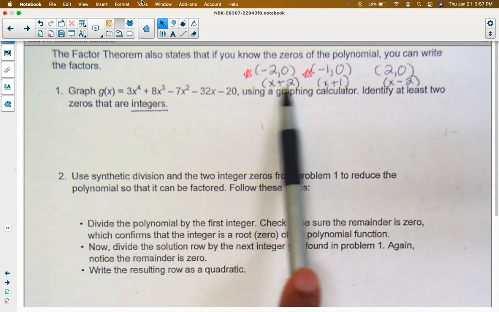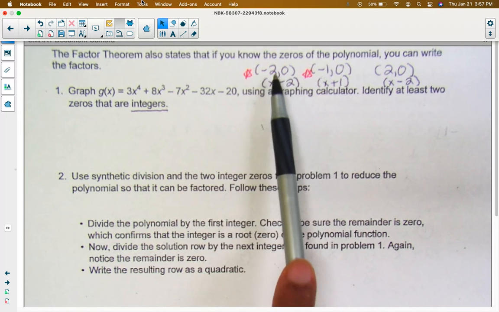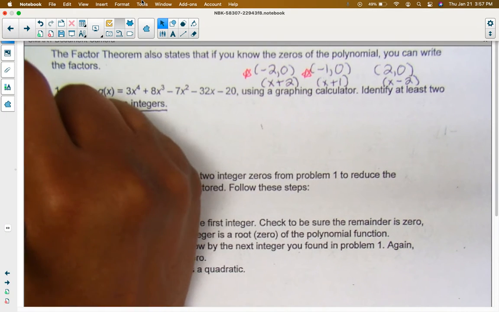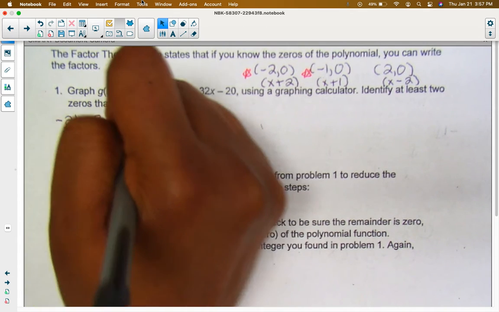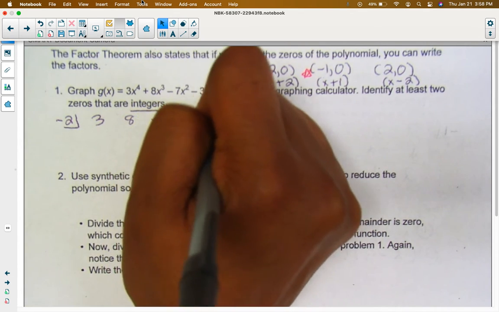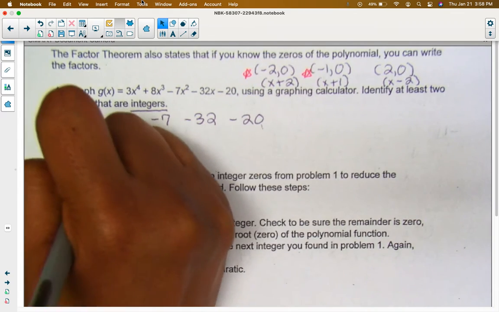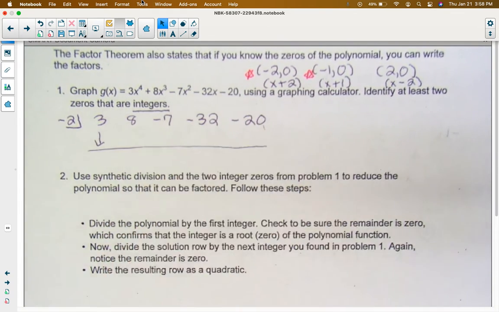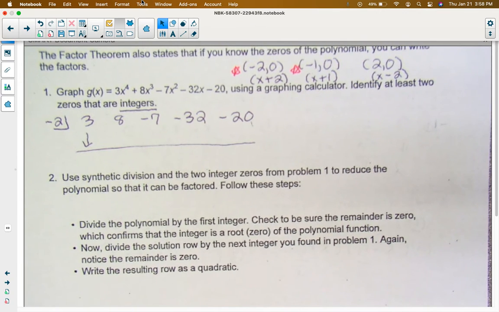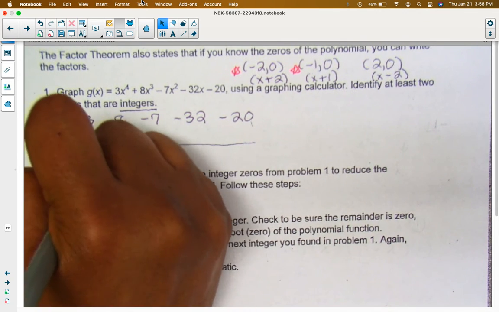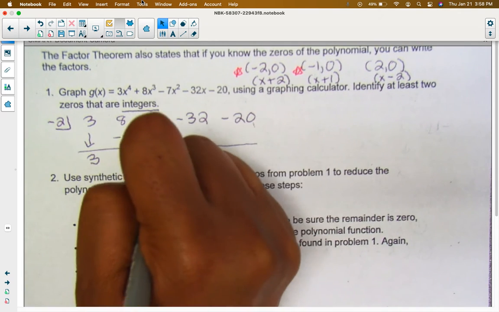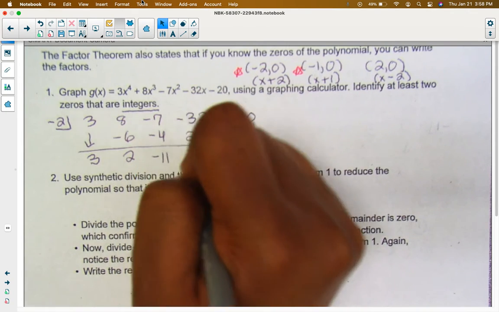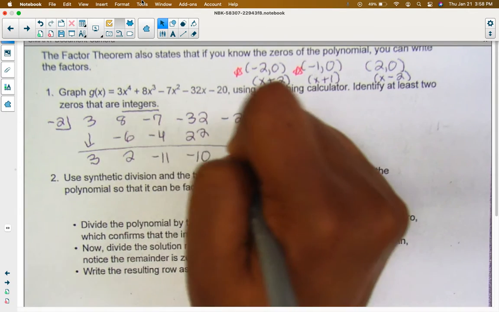So this is x plus 2. In factored form, if I'm dividing, -2 goes in the box, which is what we also got from the calculator. So -2 goes in the box, and I'm going to do synthetic division. So 3, 8, -7, -32, -20. First number always comes down. Multiply, add, multiply, add. This comes down, gives me -6. Add, multiply, gives me -4. Add, multiply, that's 22. Add, and -10 is 20, and 0.